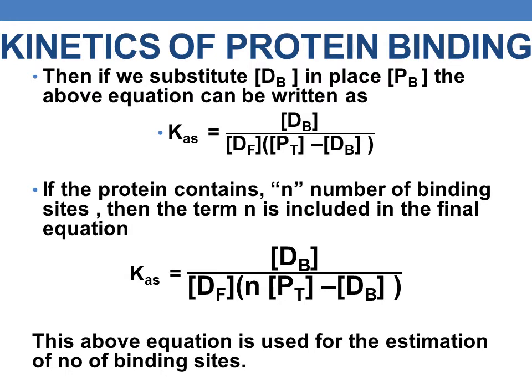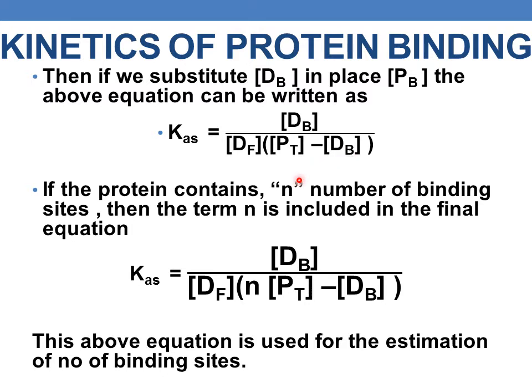Similarly, we know that if the number of binding sites on the protein is 1, the bound drug concentration and bound protein concentration are equal. So we are substituting Db in place of Pb in the previous equation. Then the final equation becomes Ka equals Db by Df into Pt minus Db. Instead of Pb, we are replacing Db because Pb and Db are equal if the protein has only one binding site.